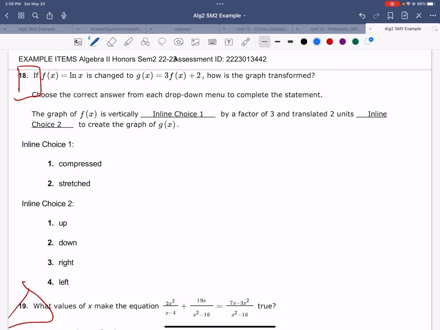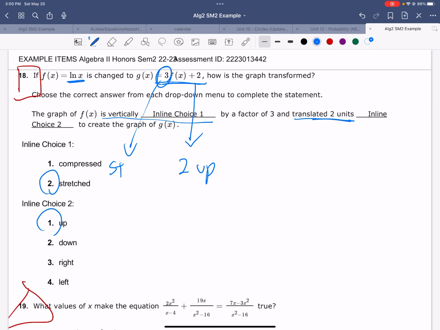All right, let's do question number 18. So natural log of x, we start from here, is changed to this one, which means you're going to multiply by 3 at the beginning and plus 2 outside of parentheses. Outside, can you see? Plus 2 is outside, so that's up and down. So the graph is going to be what? Vertically what? Stretched or compressed? Stretched, because 3 is bigger than 1. And translate 2 units to the what? Is it up, down, left, right? It's 2 units up, because it's outside of the parenthesis, right? So it's going to be 3 units up, which is number 1.